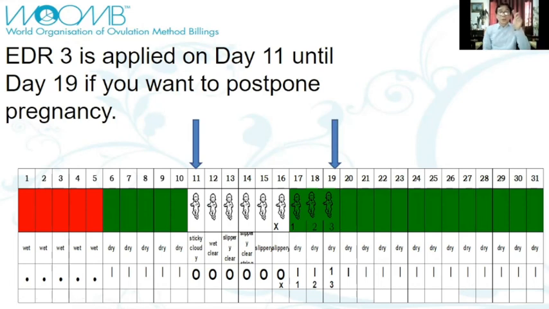EDR3 is applied on day 11 until day 19 if you want to postpone pregnancy. Again, what is EDR3? Avoid intercourse during the days of discharge. If there is a peak, allow 3 days of luteal phase. On the 4th day of the luteal phase, peak rule begins. So for those who would like to postpone pregnancy, avoid intercourse on day 11, the first appearance of mucus after the BIP, until peak day, including the first 3 days of the luteal phase.